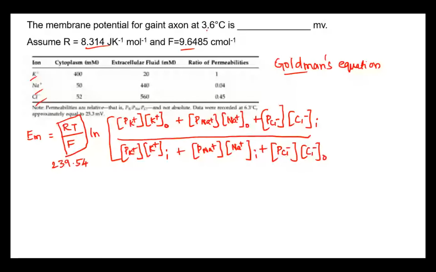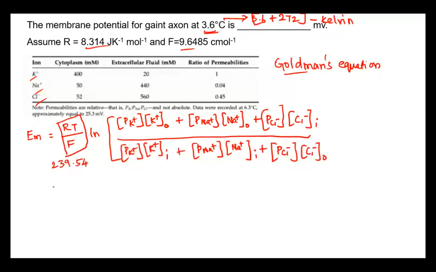They have given 3.6. If it is room temperature, there will be a different answer. Since it is 3.6, you have to do some small adjustment here. You just add 3.6 plus 272, convert it into Kelvin, and then substitute here. If you substitute T directly as 3.6, the answer is wrong. So keep in mind, 3.6 degree Celsius: wherever temperature comes in GATE, you must convert it into Kelvin before solving. Okay? Keep in mind.